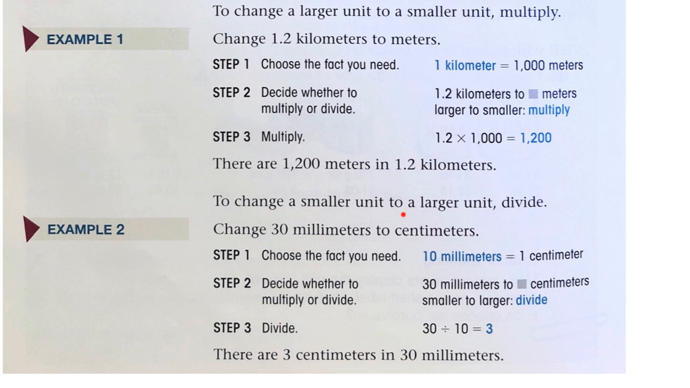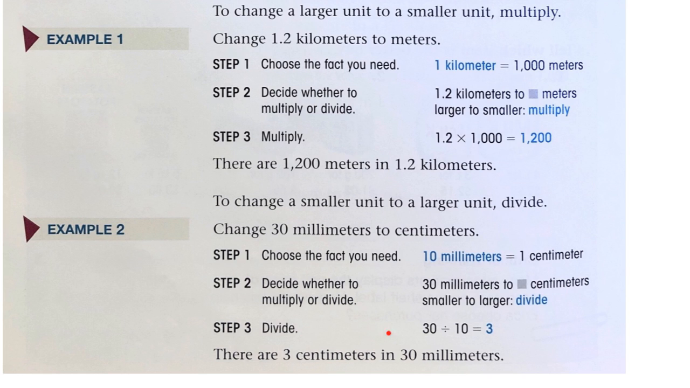To change a smaller unit to a larger unit, divide. Change 30 millimeters to centimeters. Choose the fact that you need. There are 10 millimeters in 1 centimeter. Decide whether you multiply or divide. Millimeters are smaller, and centimeters are larger, so we divide, moving from smaller to larger.